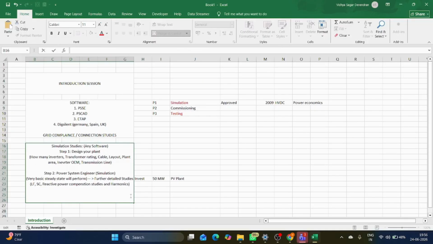Then step three: getting an approval. Up until approval, we are the responsible party. Get an approval from the utility for the simulation models.